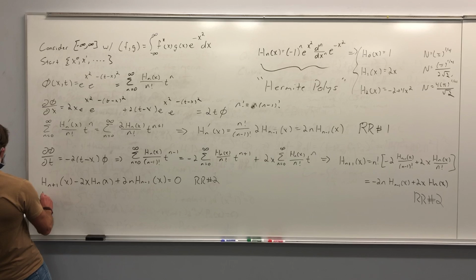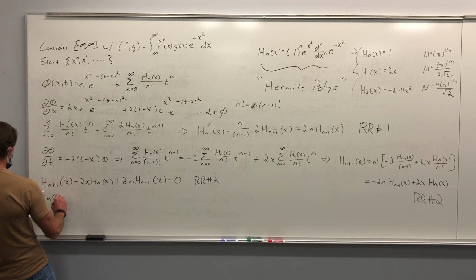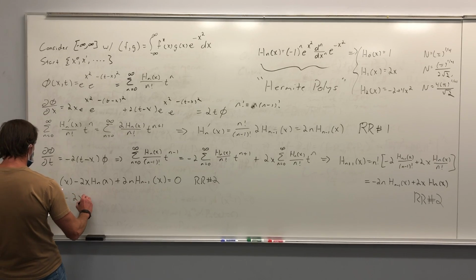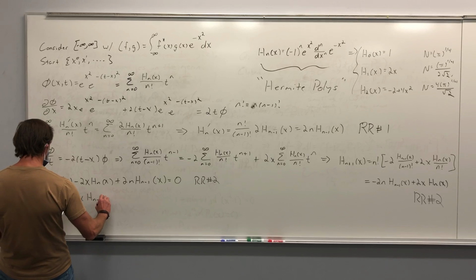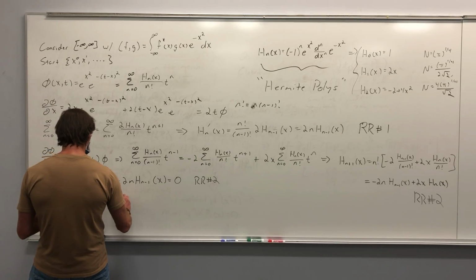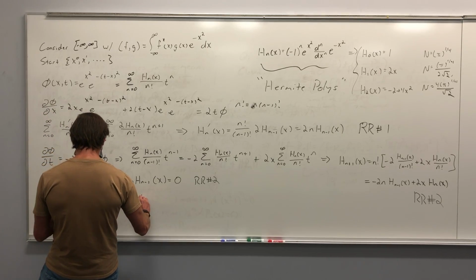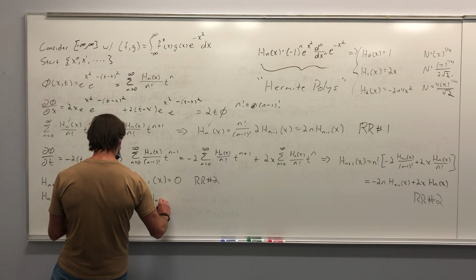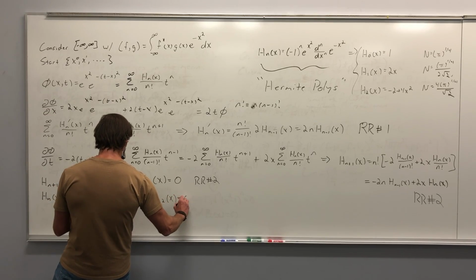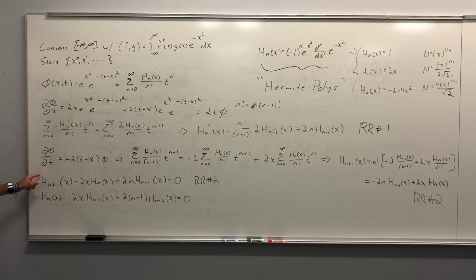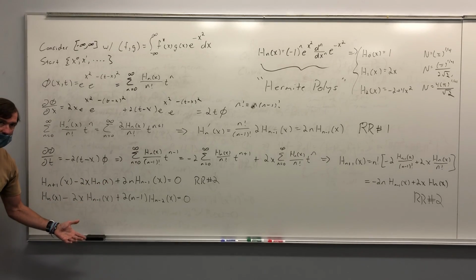And then I can say the following: hn(x) minus 2x hn minus 1(x) plus 2 times (n minus 1) hn minus 2(x) equals 0. That's just this recursion relation dropping n to n minus 1. To go from here to here, I just took n everywhere in here and dropped it to n minus 1. It's still going to be true.